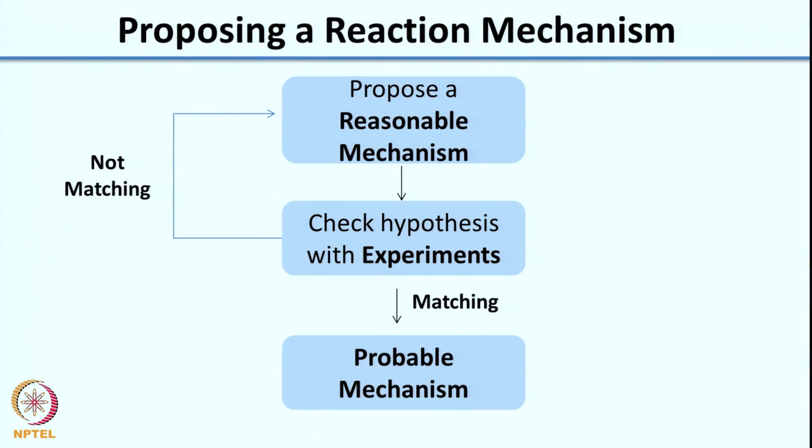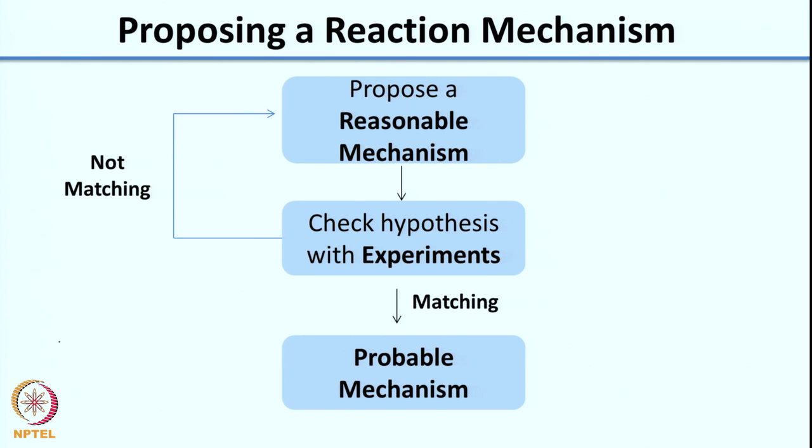Now if you find that your hypothesis matches the experiment, then you can say this is the most probable mechanism. So in your case, whoever reaches faster, their hypothesis was correct, alright. Now if it does not match, what you would do is go back, propose a new reaction mechanism and again check the hypothesis with experiments.